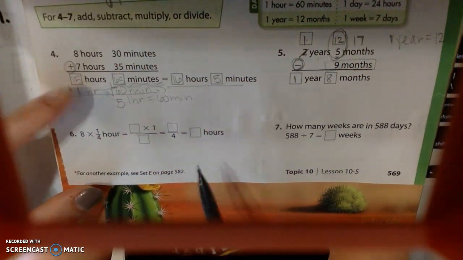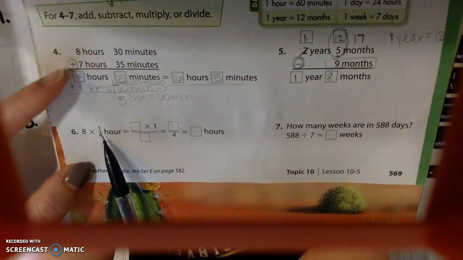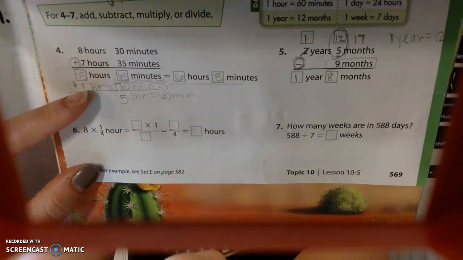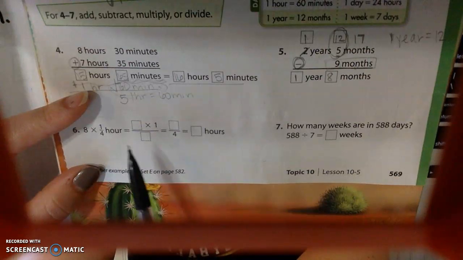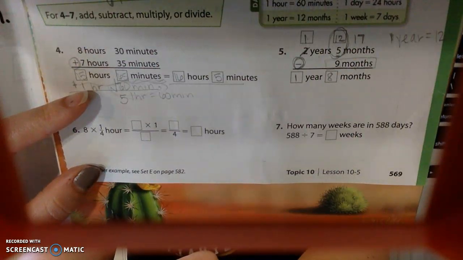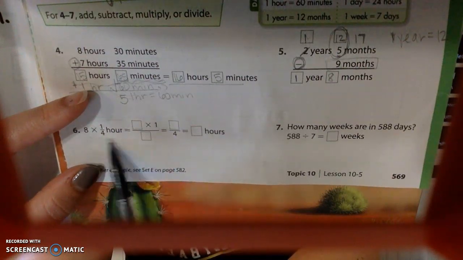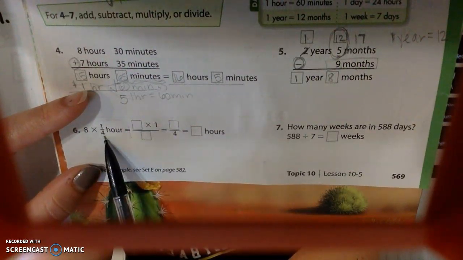Okay, we're back on looking at number 6 again. Okay, and remember, don't freak out. You guys know how to multiply fractions. This just looks a little different because it's the fill in the blank. All right, so looking just here at the problem, 8 times 1/4.